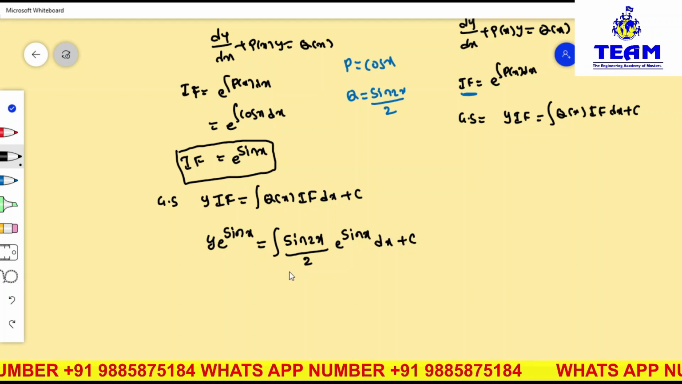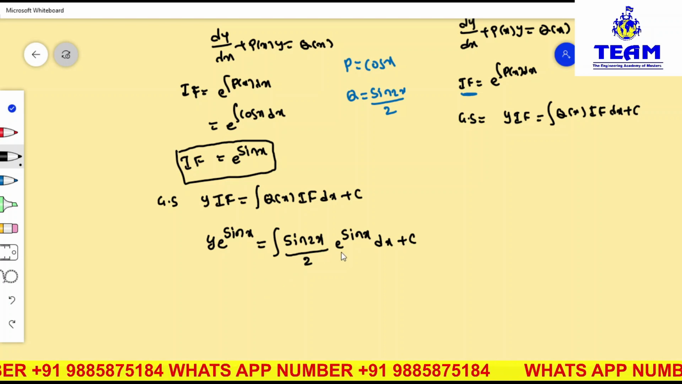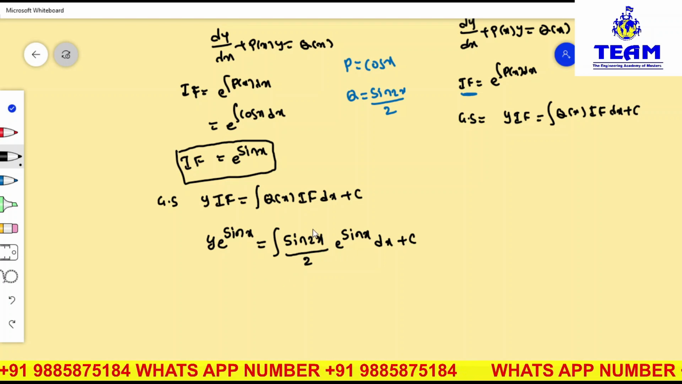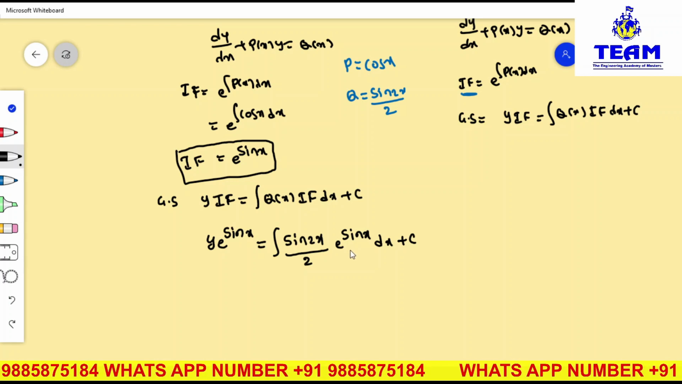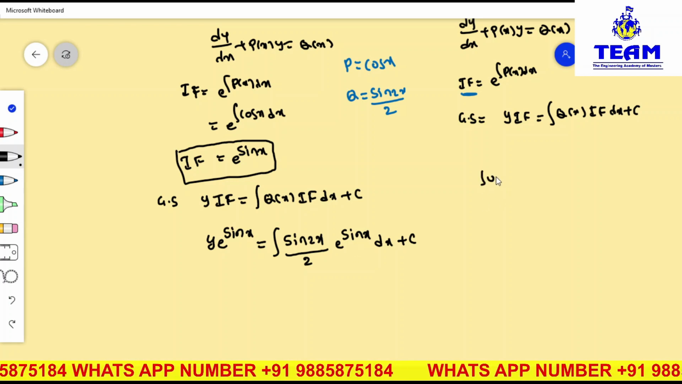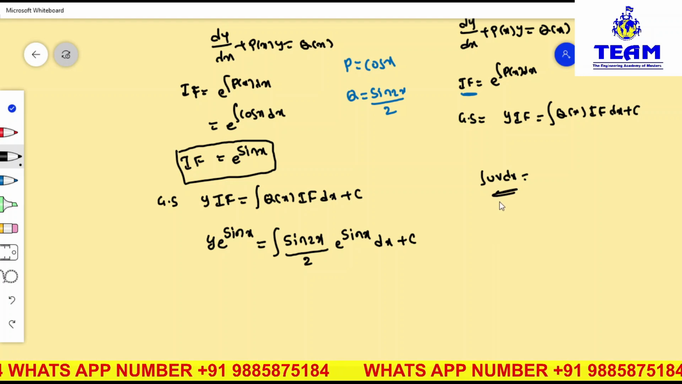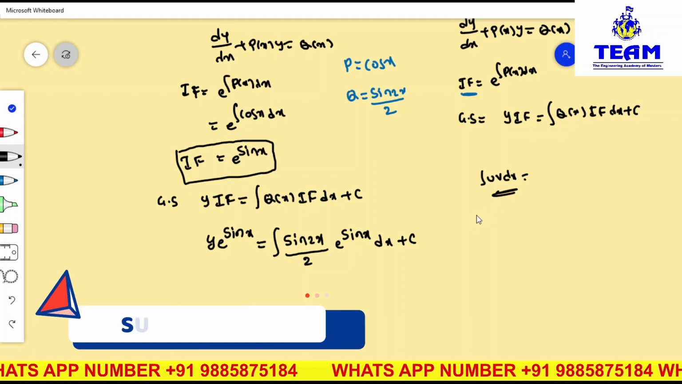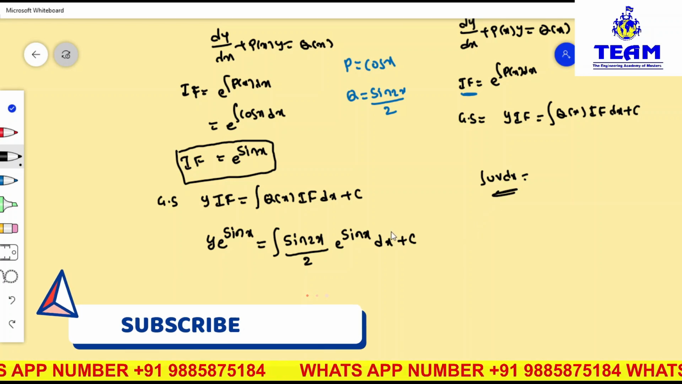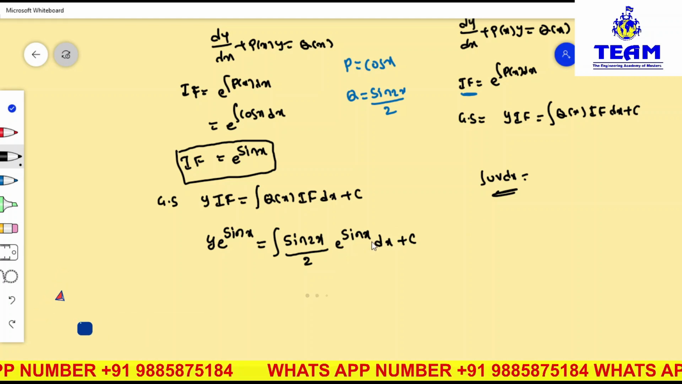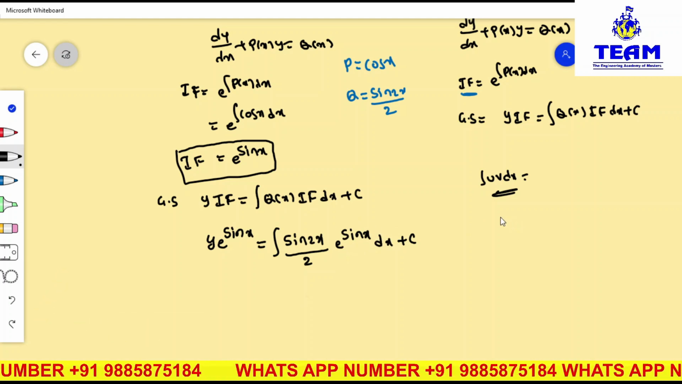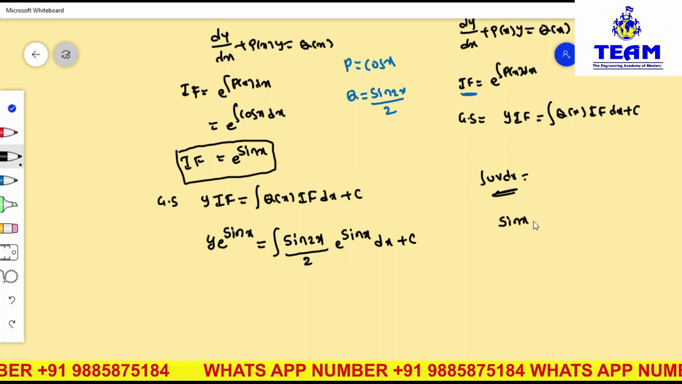Friends, here you observe we have a product of two terms. One is the sine function, another one is the exponential function. So you cannot apply the integral uv dx rule directly. So what we have to do is go for a substitution. What we have to substitute is the e power, what we have, sin x. So let sin x is equal to t.